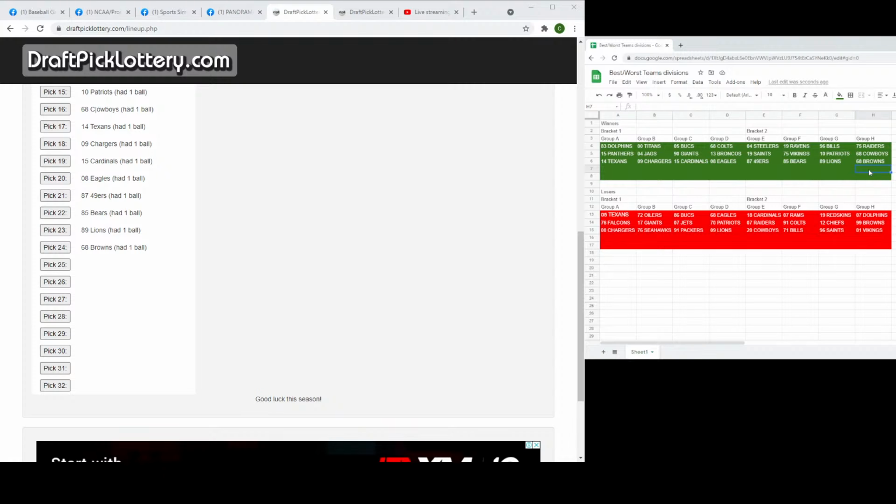But the 68 Browns, when they were simming, unbelievably well. Very, very well. And they look to be ready to go. Like, they look to be ready to even go out. We don't even know how this is going to end up, but the 68 Browns look good. All right, now let's finalize all these divisions.